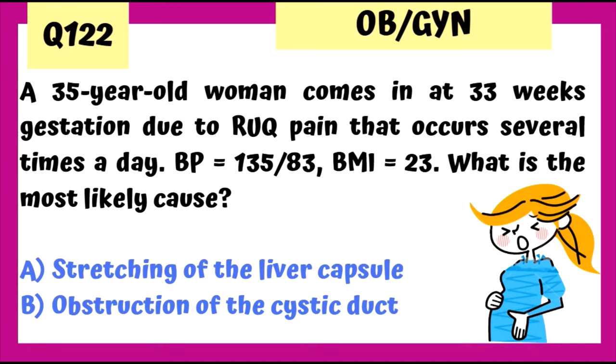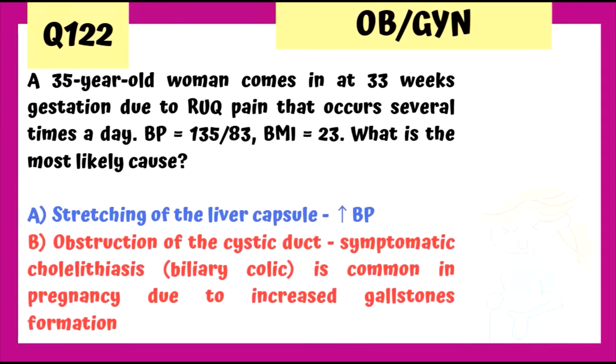Question 122. A 35-year-old woman comes in at 33 weeks gestation due to right upper quadrant pain that occurs several times a day. Blood pressure is 135/83, BMI is 23. What is the most likely cause? So why would a pregnant woman have right upper quadrant pain that occurs several times a day? That's possibly due to a gallstone obstructing the cystic duct, biliary colic. That's common during pregnancy, due to increased gallstone formation. Stretching of the liver capsule, no, that we would see, for example, in preeclampsia with severe features, where there would be elevation of blood pressure.